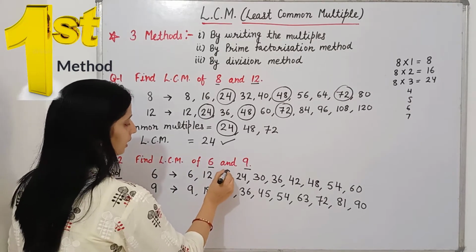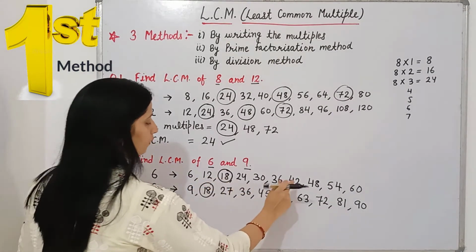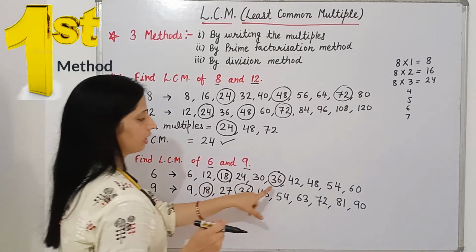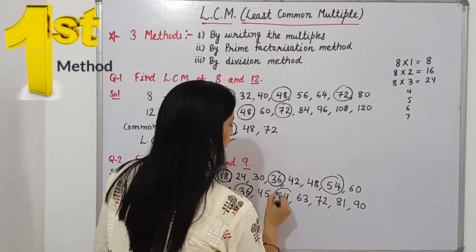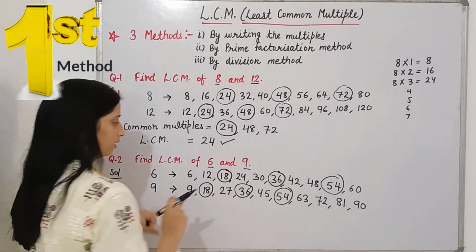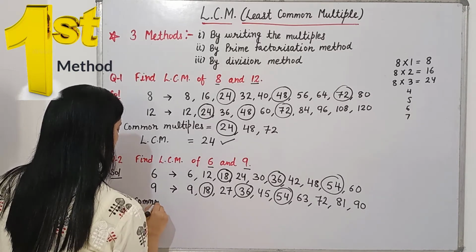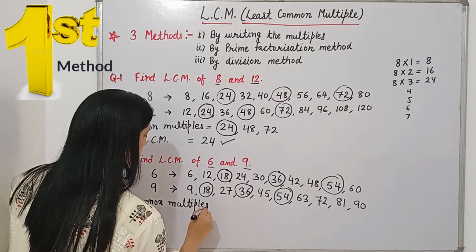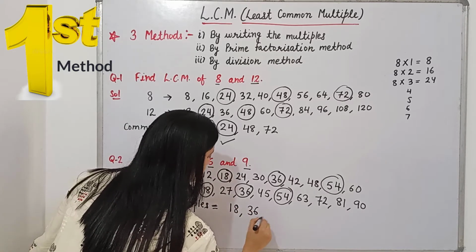So we will see that 18 is the first common multiple between these two. Then as we move further, we will see that the next common multiple is 36. And after that we will find that it is 54. So these are the common multiples of 6 and 9. Now we will write down here common multiples. What are the common multiples? These are 18, 36, 54.